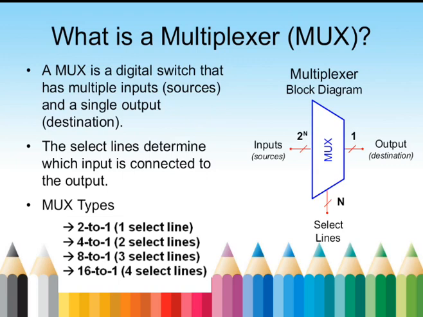Multiplexers have several types, like the 2 to 1 multiplexer, which consists of only one select line; a 4 to 1 multiplexer, which consists of 2 select lines; an 8 to 1 multiplexer, which consists of 3 select lines; and a 16 to 1 multiplexer, which consists of 4 select lines. Likewise, whenever the number of input lines increases, the number of select lines also increases.